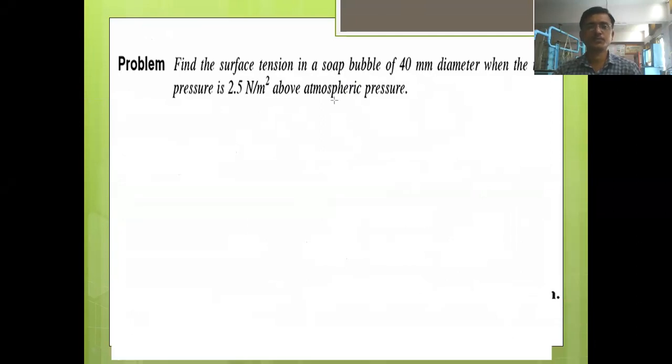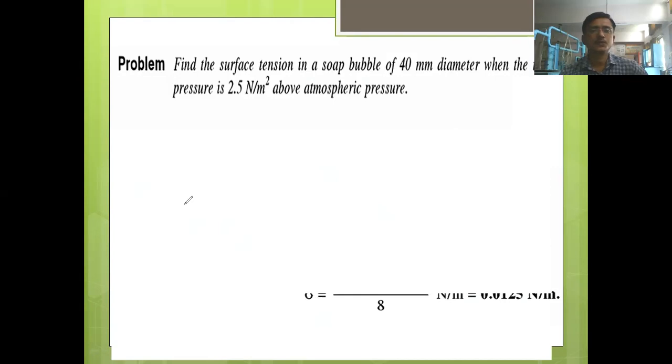So let us write down the problem. Find the surface tension in a soap bubble of 40 mm diameter when the inside pressure is 2.5 Newton per meter square above the atmospheric pressure. I have written the problem.